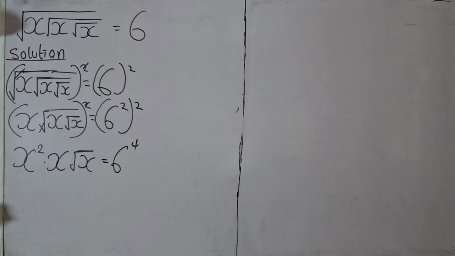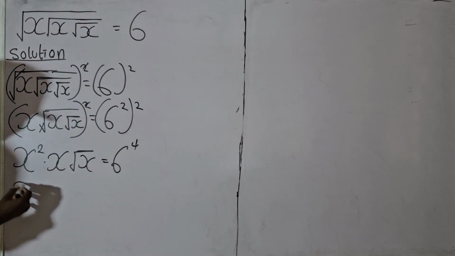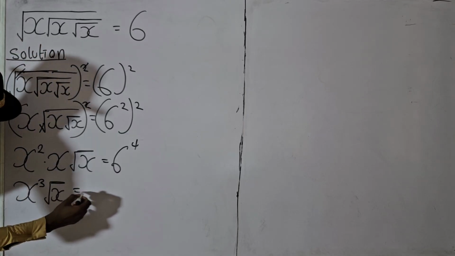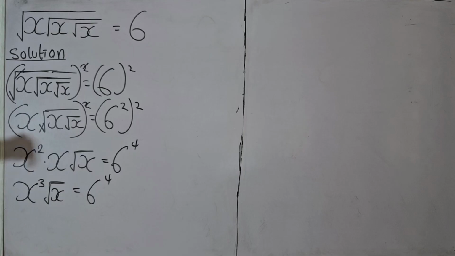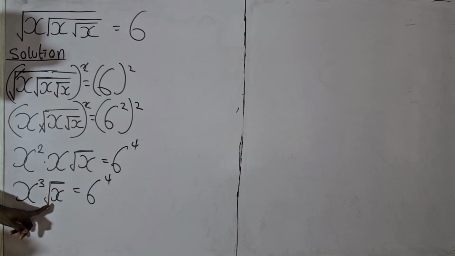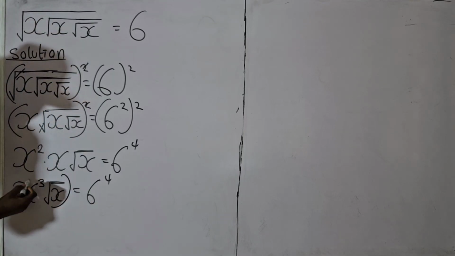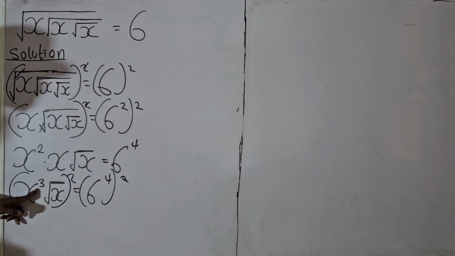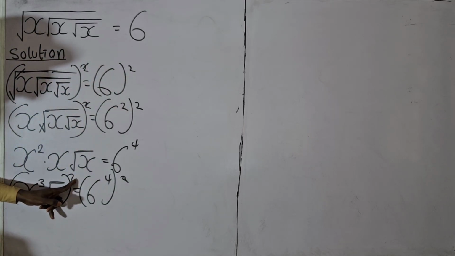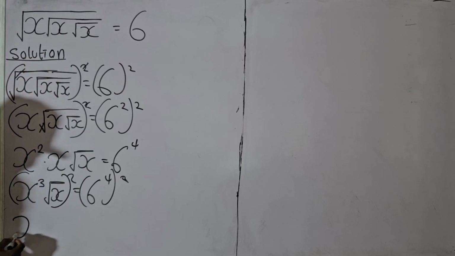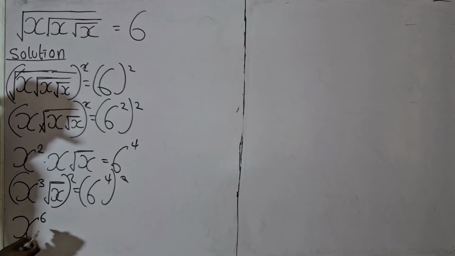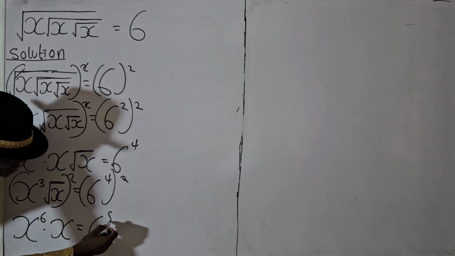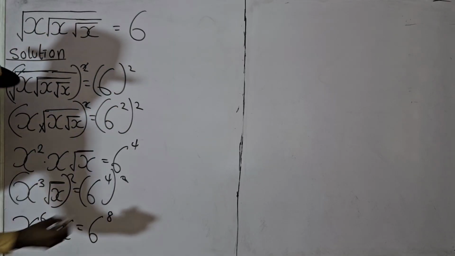Are you following? Okay, x times x, that is x raised to the power of 3, root of x equals 6 raised to the power of 4. We are still going to square both sides because we still have the square root here. So squaring both sides, this x raised to the power of 3 will be affected by this square as well. So I'm going to have x raised to the power of 6 multiplied by x equals 6 raised to the power of 8, because the product of 4 and 2 will give me 8.